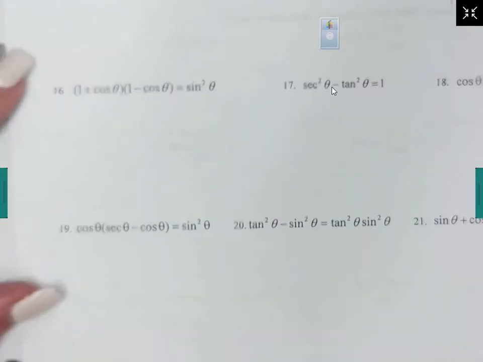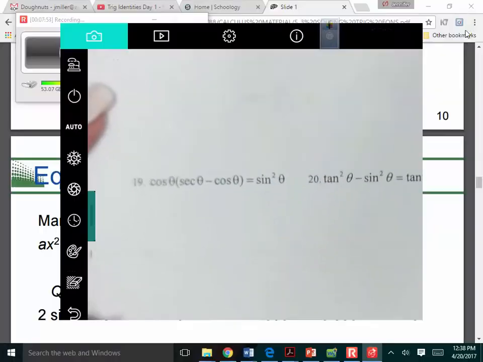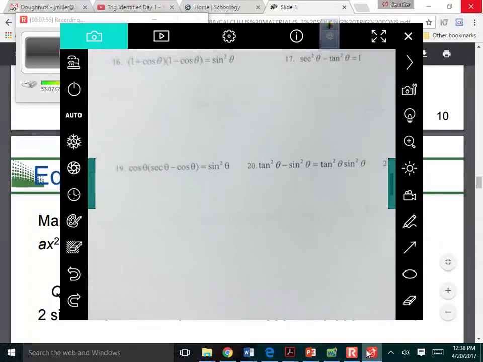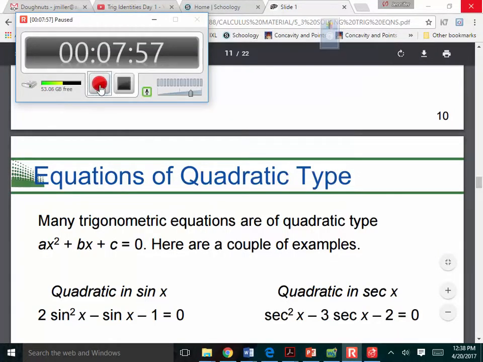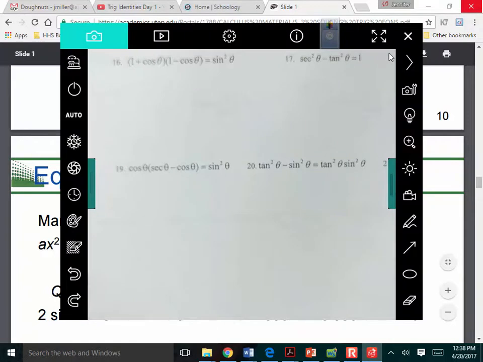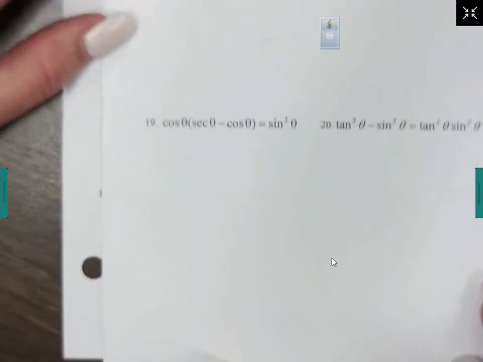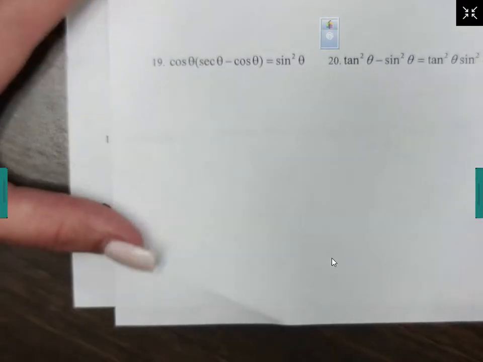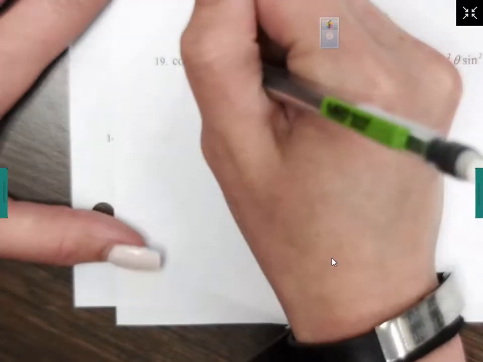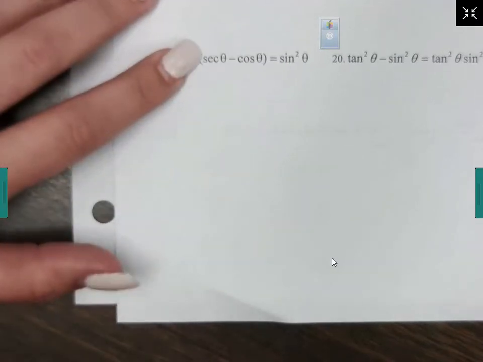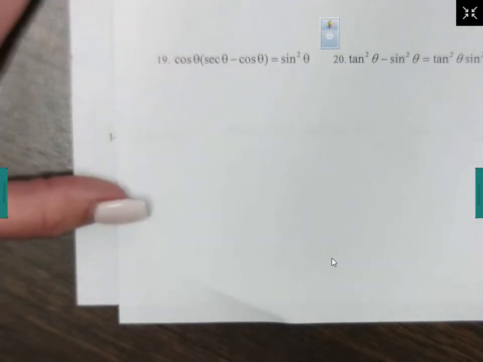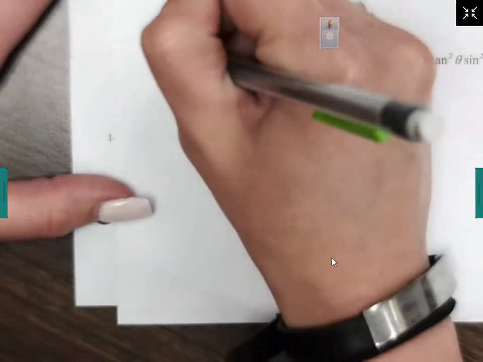Okay, so let's look at 19. I'm sorry, 19, right, Alvin? Yeah. Okay, on 19, you can do whatever you want to. If you wanted to first rewrite secant as 1 over cosine, you could. Or if you wanted to distribute first, you could. I'm going to go ahead and distribute.